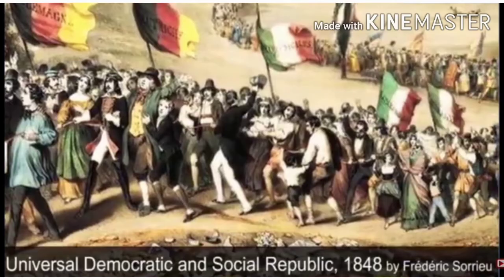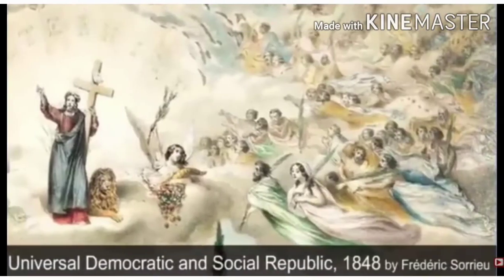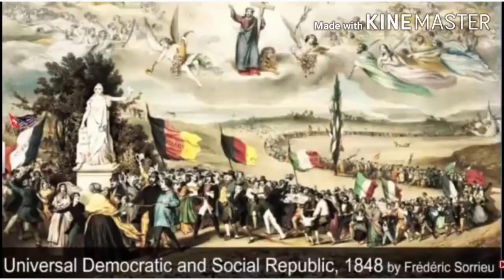At the top you can see Jesus Christ, saints and angels. They were all watching the people's struggles, seamlessly from the heavens above. These are the things we can see in this figure. Dear children, now we have studied Frederick Sorrieu's vision of the world depicted in his painting in 1848.